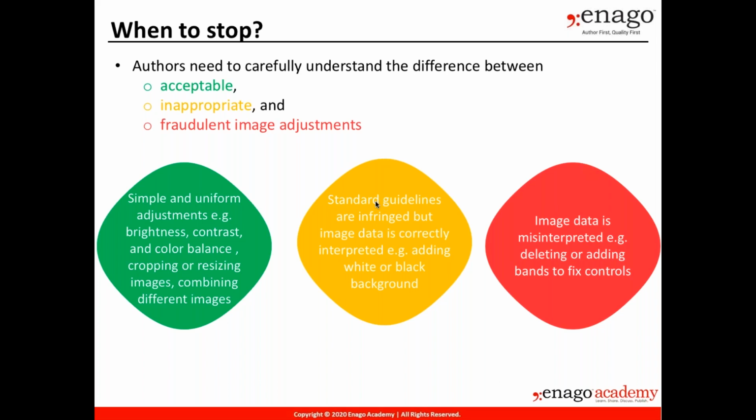So for example, let's say you take a picture and there is something in a micrograph or a picture you take in the field or some picture that doesn't fit with your research conclusions, and you crop out the part that disagrees with what you want to say in your paper. That's fraud, that's lying, that's wrong, and it's going to get you in trouble. So you have to be careful about that. Okay, so those three things: acceptable, inappropriate, fraudulent.